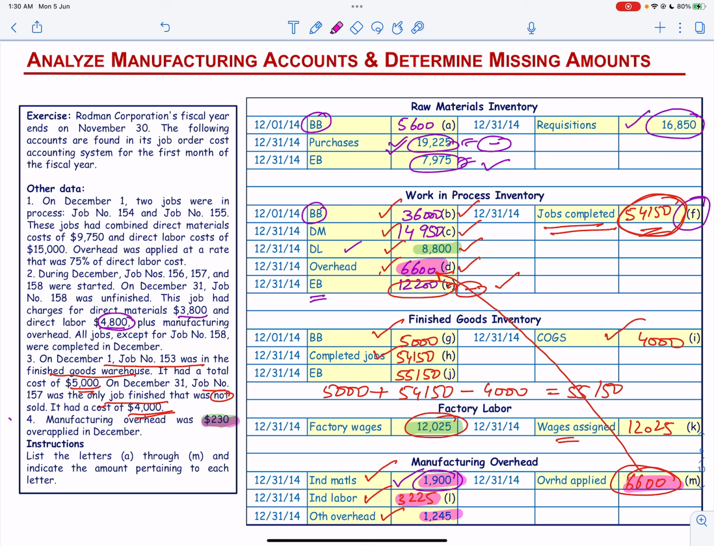Okay, so this completes our third video on job order costing, where we explained how to prepare entries for factory labor, how to compute the manufacturing overhead rate, and under or over applied overhead, how to prepare a cost of goods manufactured schedule and partial financial statements, how to prepare entries in a job order cost system and cost of goods manufactured schedule, how to analyze manufacturing accounts and determine the missing amounts.